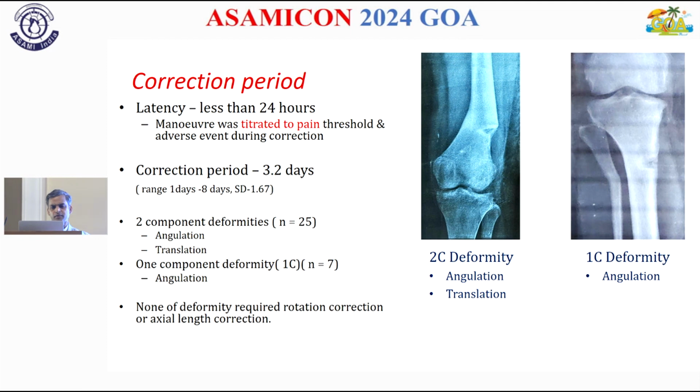The mean correction period was 3.2 days. We started on day 1, and within 2-3 days correction was achieved using that hexapod device. It was in the range of 1 day to 8 days with a standard deviation of 1.67. Deformities required either angulation, translation, or both. The rotational component was not corrected in any of the deformities.